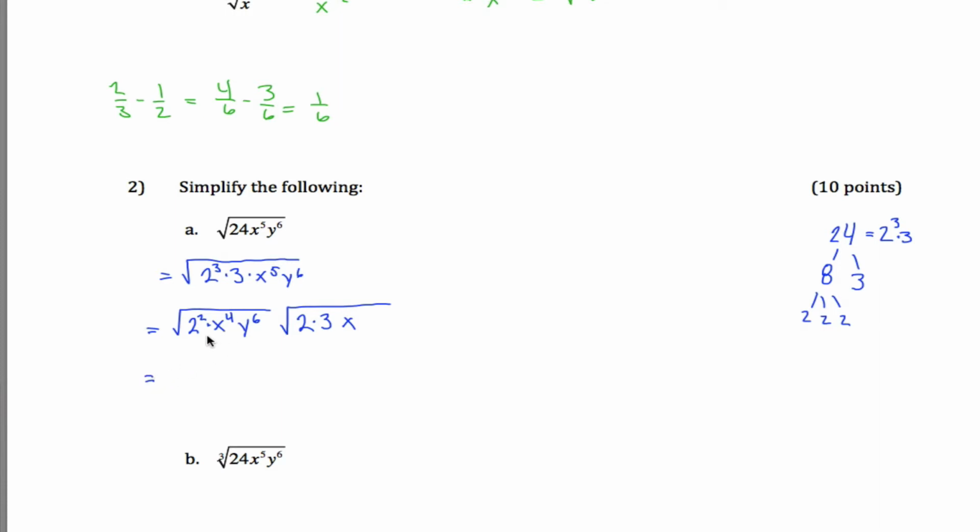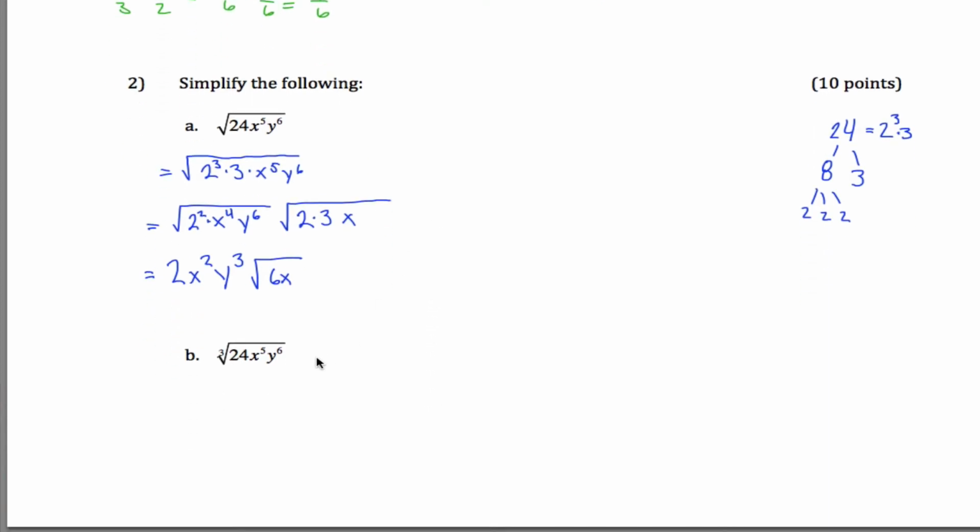And so the way this simplifies is the square root of 2 squared is just 2. The square root of x to the 4th is x squared. And the square root of y to the 6th is y cubed. So my final answer is 2x squared y cubed times the square root of 6x. Nothing I can do with the bad radical side. That's why it's called the bad radical.